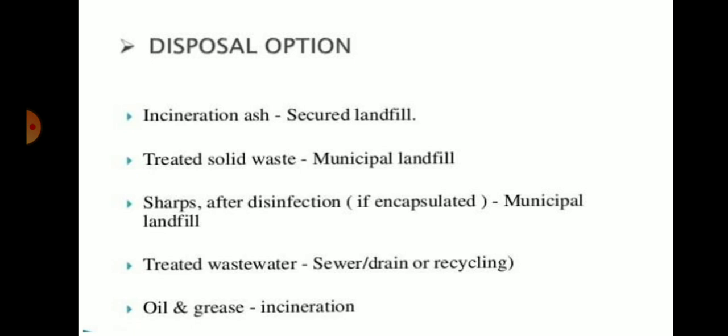Another one is sharps, after disinfection or if encapsulated, into the municipal landfill. Basically, municipal landfills are used for the management of the biomedical waste which is generated in the medical field. Also, there are many types.